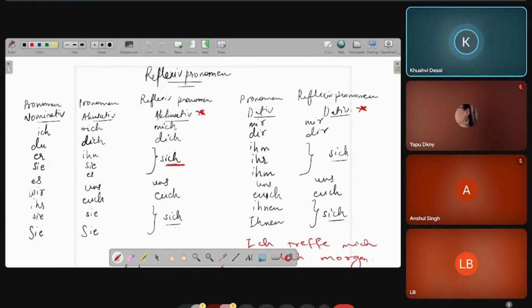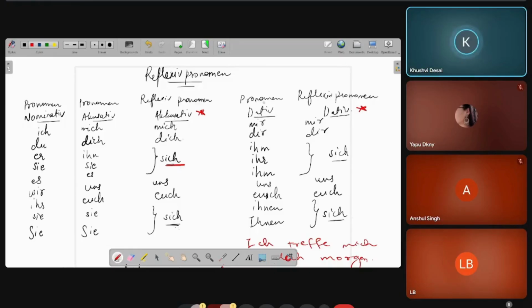Reflexive pronomen in accusative that are added when you are using a reflexive verb like treffen, interessieren, and that. So, reflexive pronomen in accusative: mich, dich, for er, sie, es we use the sich form, uns, euch, and for sie and Sie we use sich. Usually, this sich and this sich are used all the time.